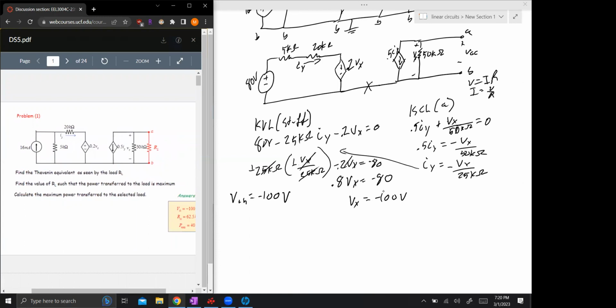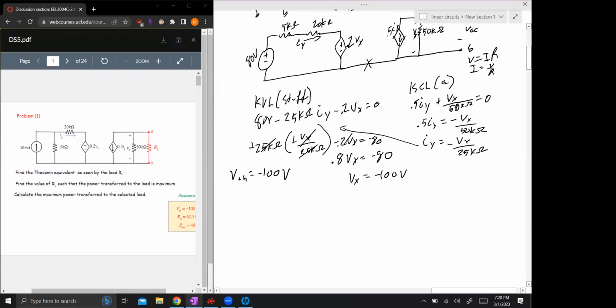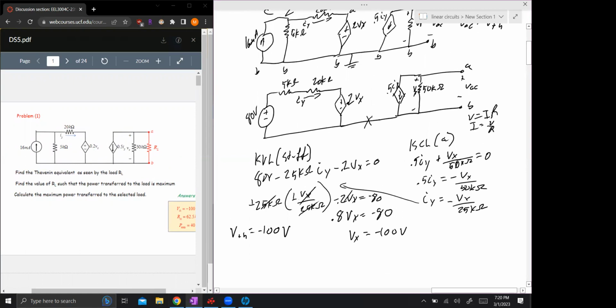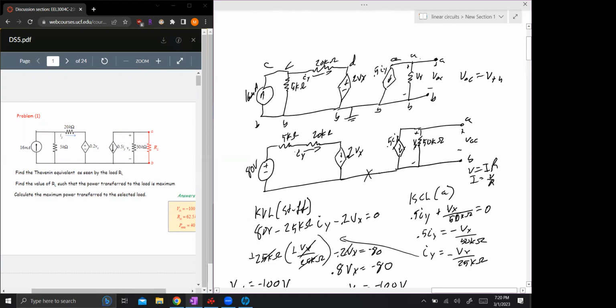Now we need to find the equivalent resistance. That one's not too bad. We can leave this as it is. Okay, wait. You have IY equals negative VX over 25 kilo ohms. What's going on with that? Say again? What's going on with the IY equals negative VX over 25 kilo ohms? You just got rid of the 0.5 on the left-hand side. Yep. I just multiplied by 2 on each side.